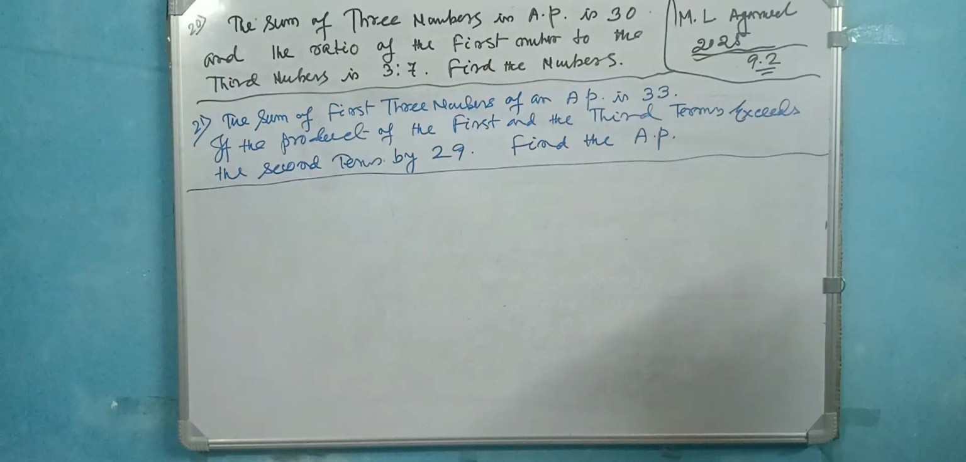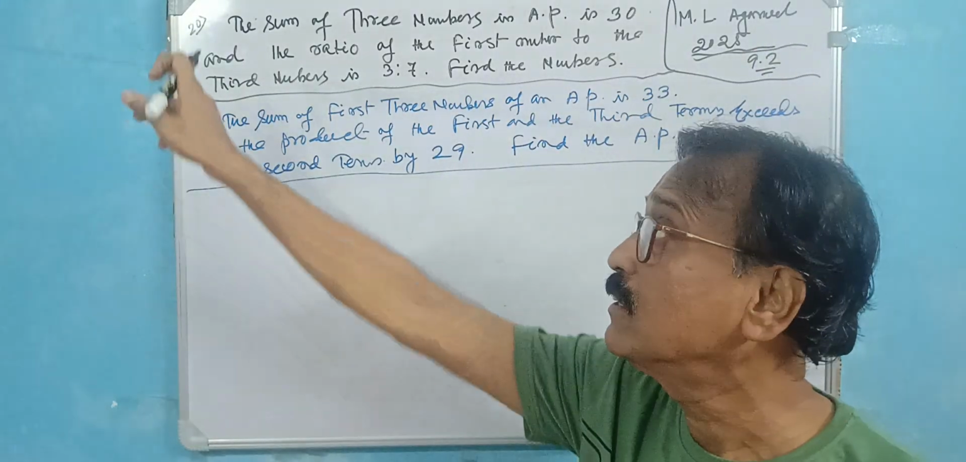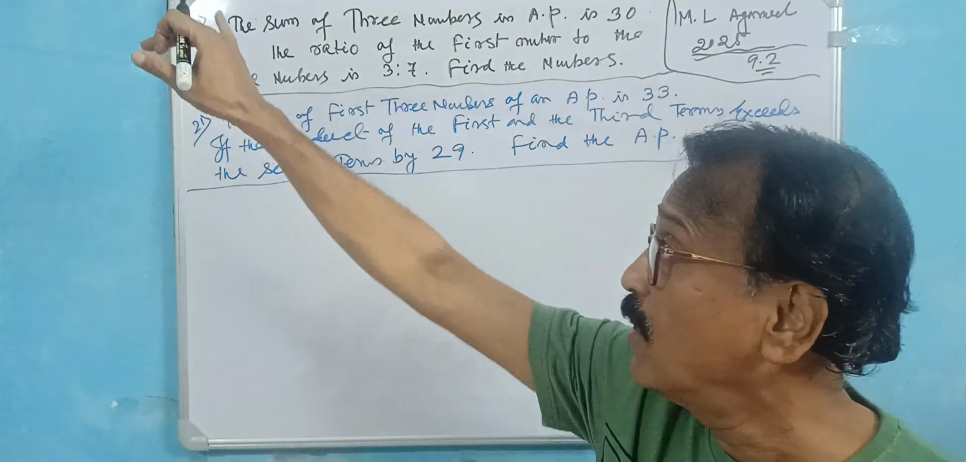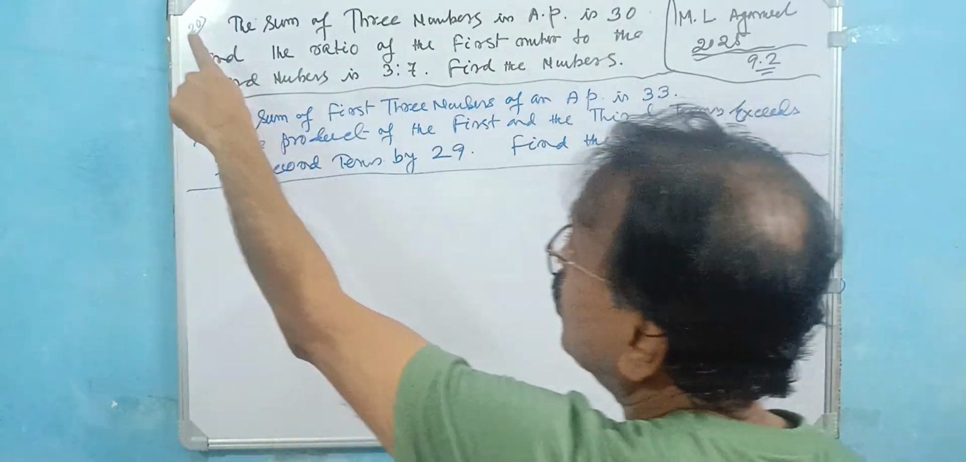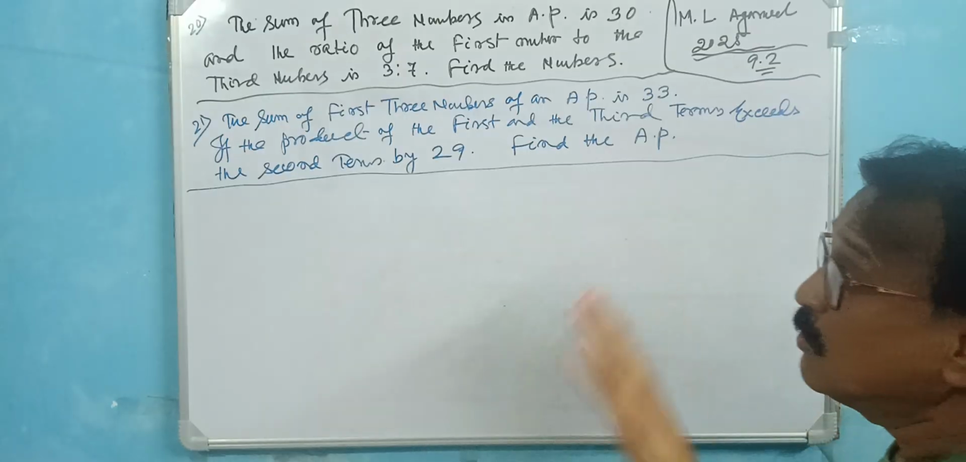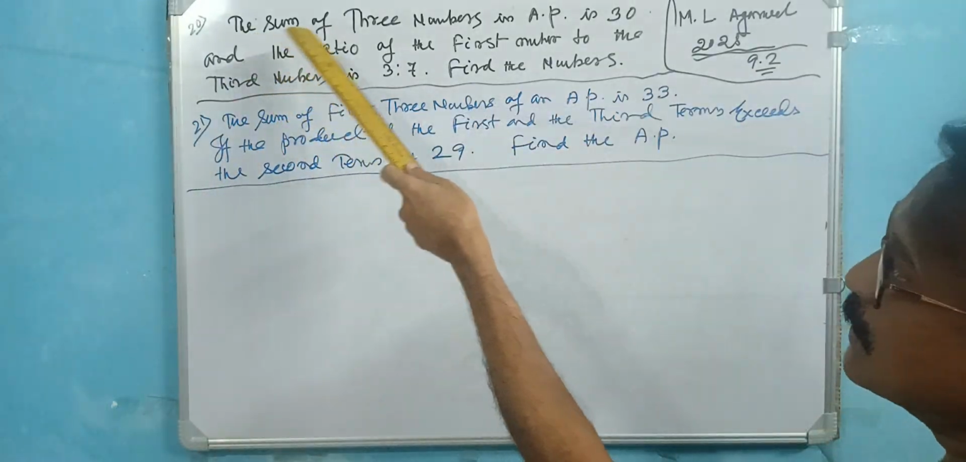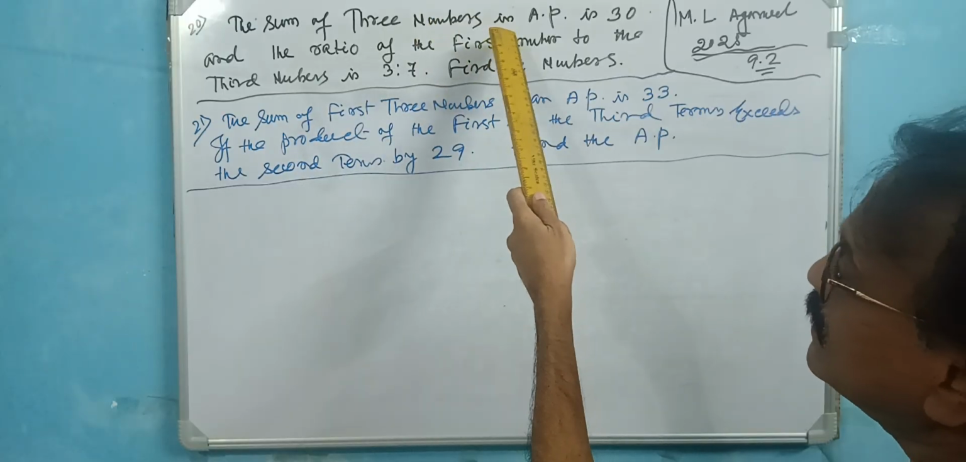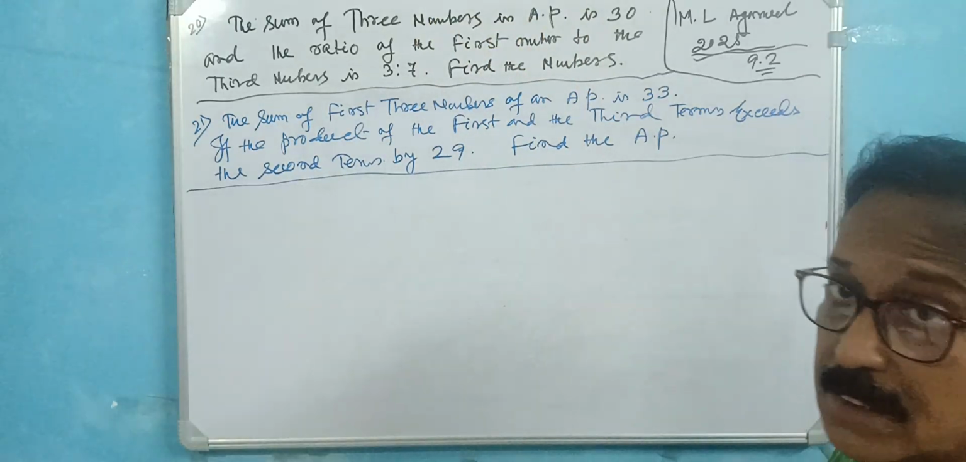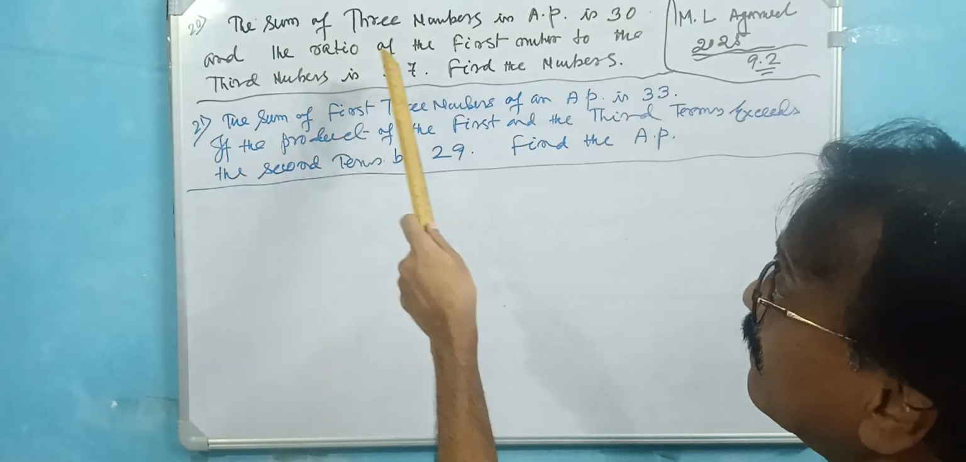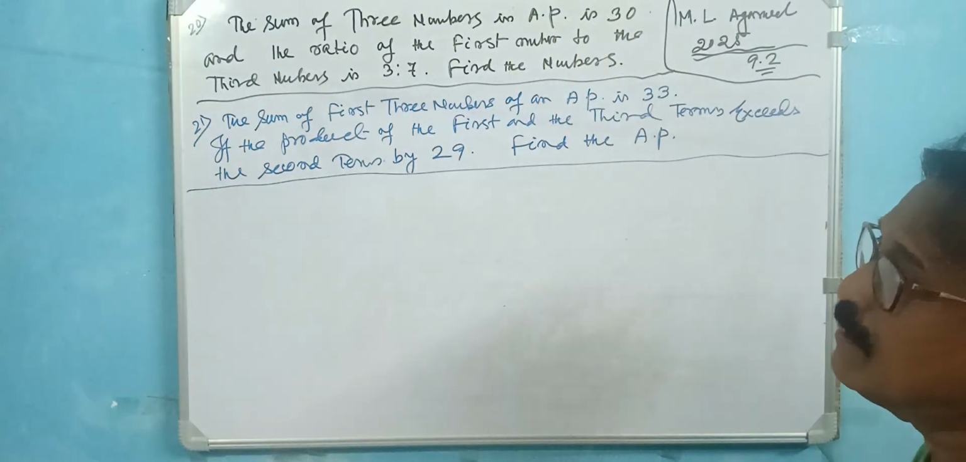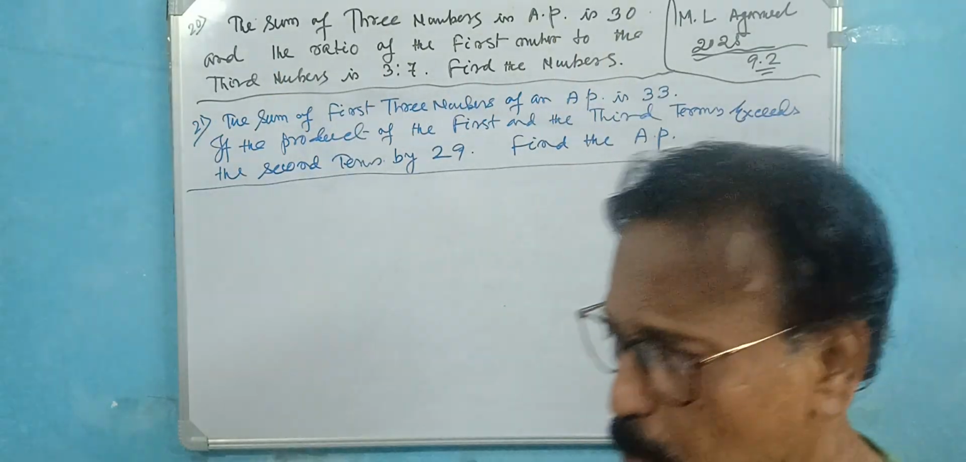Today I will also discuss from the MA level 2025 book, exercise 9.2, sum number 20. Already written, 20 and 21, two sums are there. So the first sum is: the sum of three numbers in AP is 30, and the ratio of the first term to the third term is 3:7. Find the numbers. No problem.